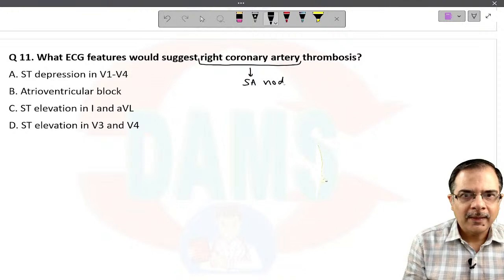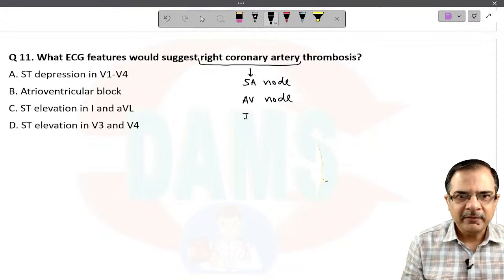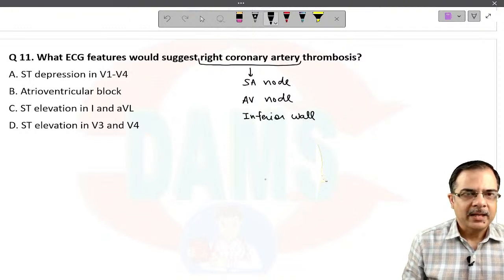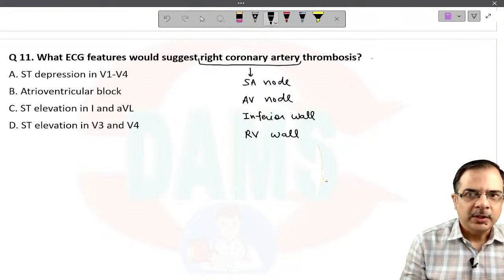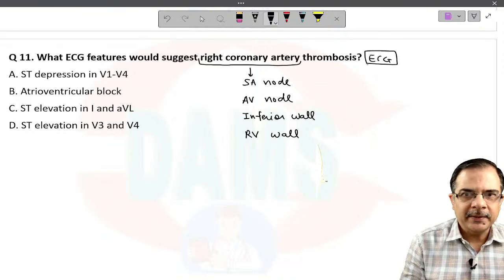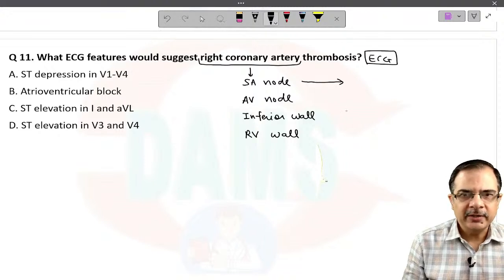SA node. It supplies AV node. It supplies inferior wall. It supplies right ventricle wall. So the ECG changes which will be present here: SA node is affected, so ECG change here will be either sinus bradycardia or sinus arrest.